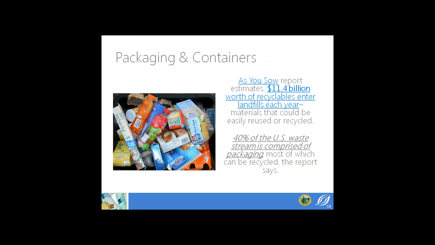So where are some of the materials coming from? Well, a big part of our disposal comes from packaging and containers. It represents one of the largest segments of our resource stream that's being disposed. And oftentimes it's very common materials: papers, plastic, cans, and bottles. According to a report that As You Sow did, they estimate that our packaging alone represents $11.4 billion worth of recyclables that are going into the landfill each year.